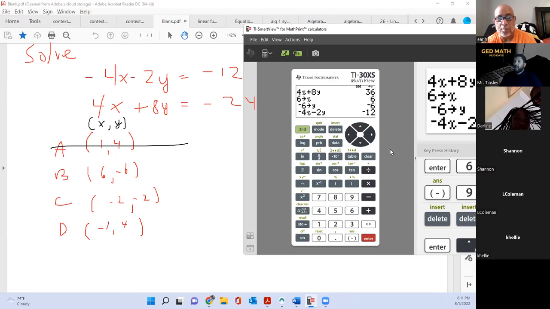Now let's plug it into our second equation, 4x plus 8y. Again, I don't have to type it back in. I go back up into my second expression. I press enter, second equation, press enter. Let's see if I get negative 24.